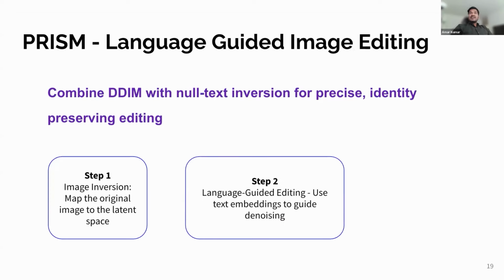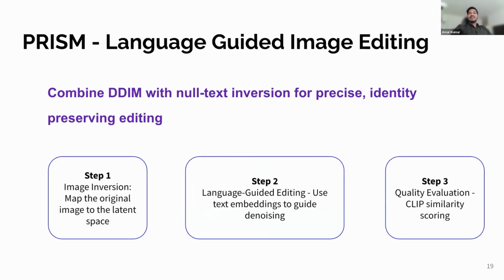Step two in this case is we perform language-guided editing, which is using text embedding to guide the denoising process. So this is what is happening in the central region via cross-attention: when a user inputs natural language, it is converted into text embeddings using the text encoder and then combined using cross-attention through that UNet and goes through the usual denoising diffusion process.